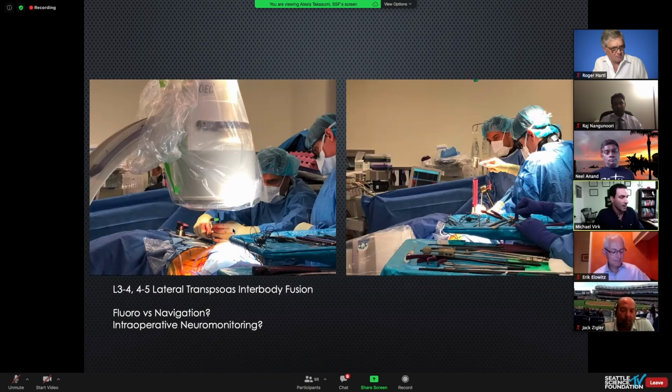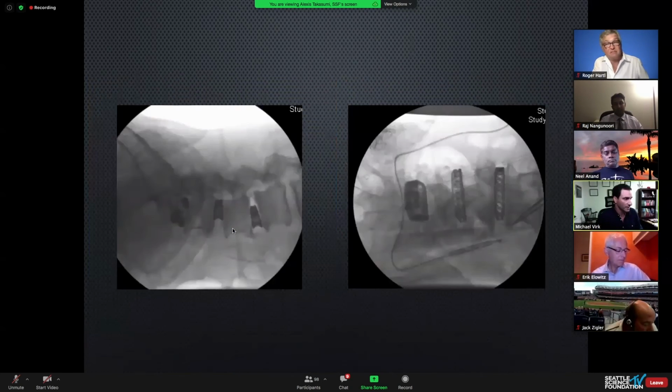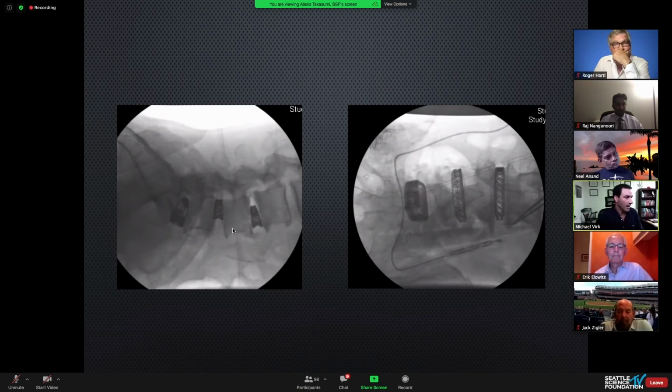With respect to neuromonitoring, if you're using a trans-psoas approach, you absolutely need to be aware of where the lumbosacral plexus is. You need to know where those nerve roots are when you're coming through the psoas. So we're very dependent on that. It's extremely important for us to use, so we do use it. At the end of that, we get these grafts in. This is what it looks like.